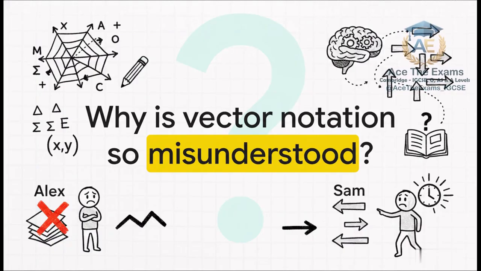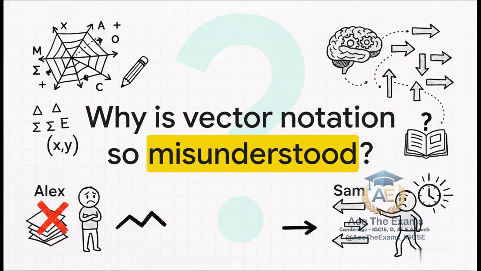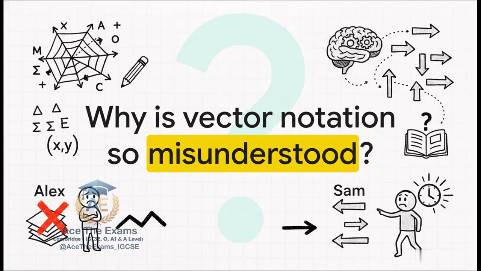I want to ask you this high-stakes question directly, right off the bat. Why is vector notation the most misunderstood topic in additional math? Why does it trip up so many smart students? Well, the struggle here isn't just about memorizing math facts. Alex memorized all the formulas, right? Every single one. But Alex still failed. Why? Because the real challenge lies in applying these mathematical concepts to totally unfamiliar contexts.